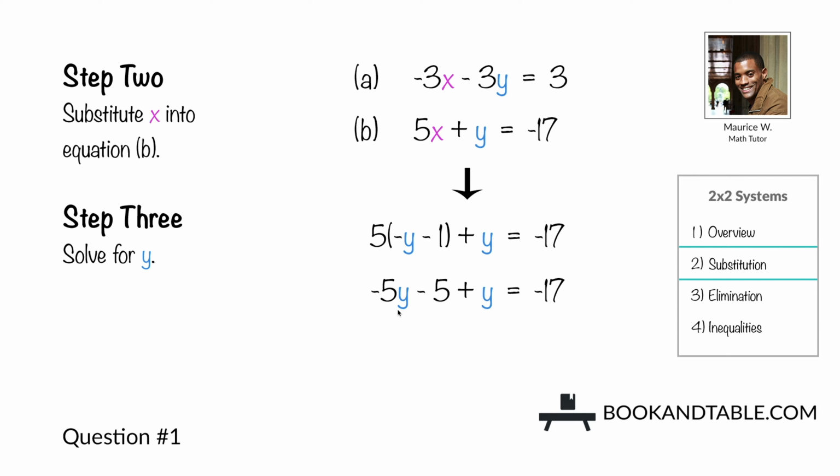You want to combine the like terms. Negative 5y plus y would give you negative 4y. So we wind up with negative 5 minus 4y is equal to negative 17. And we can solve for y now.